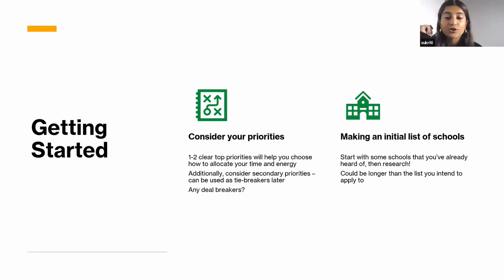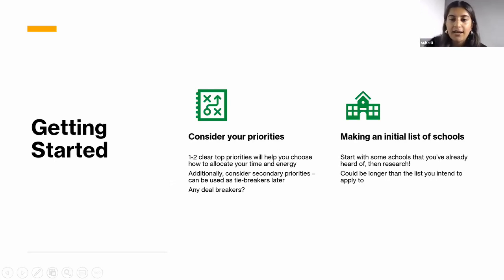I think the first thing you should do is consider your priorities and only pick 1 to 2 of your top clear priorities. This will help you choose your colleges and narrow down which ones you can spend time and energy on. Additionally, consider secondary priorities, which can later be used as tiebreakers, and are there any deal breakers? I would try to list these things out beforehand so it can guide your search and you don't waste your time looking at colleges that don't fit these initial categories.